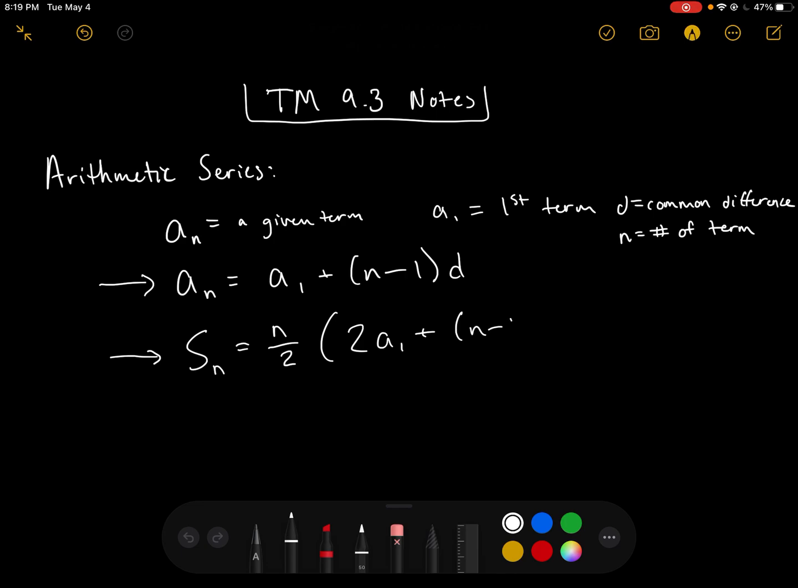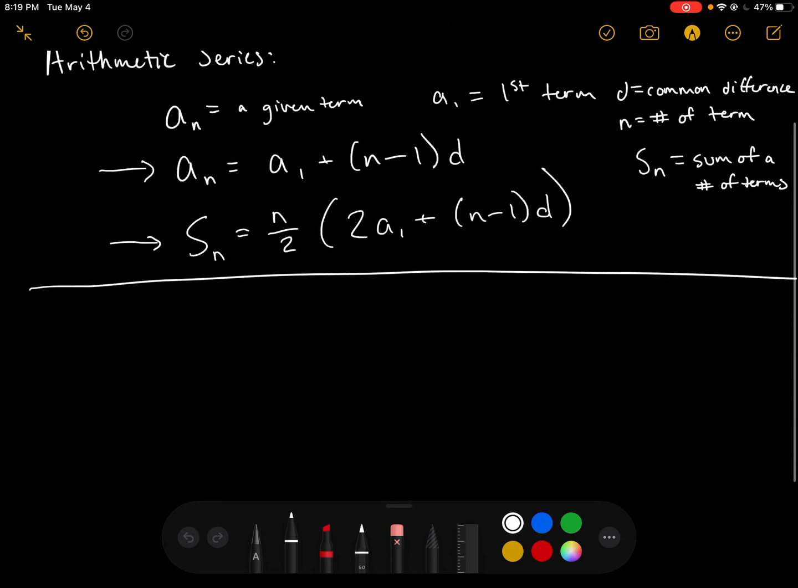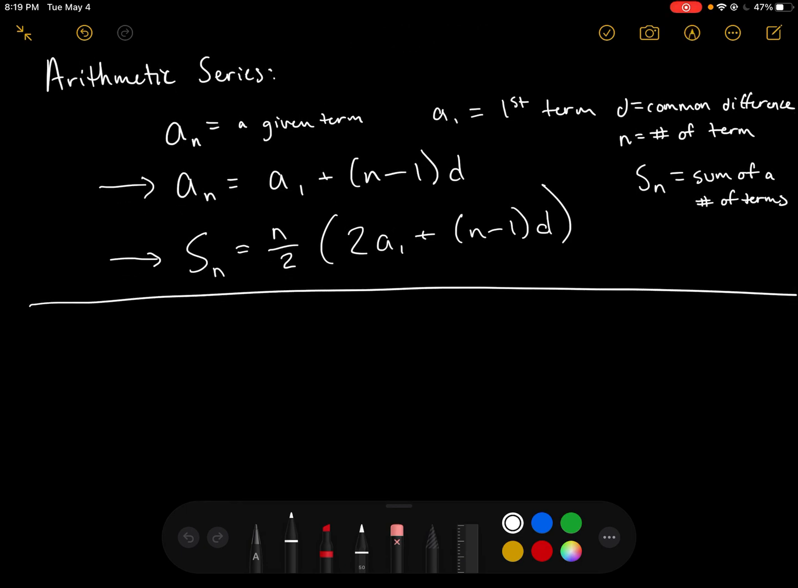Our next formula is to find the sum. So the sum of a given number of terms is the number of terms divided by 2, and then 2 times that first term plus the number of terms minus 1 times the common difference. So S subscript n is the sum of a number of terms.